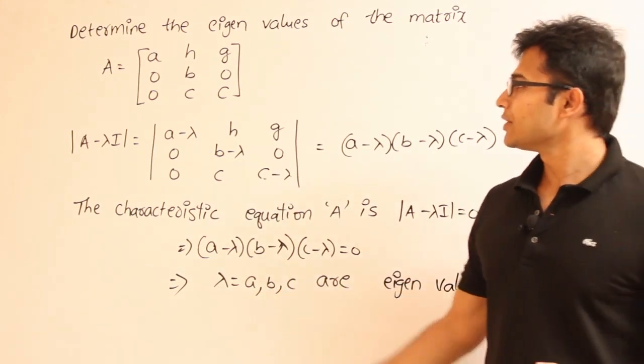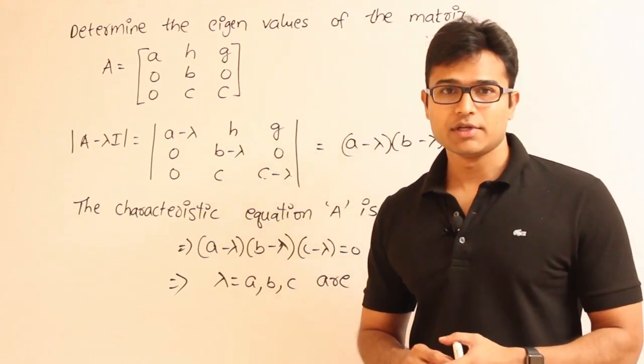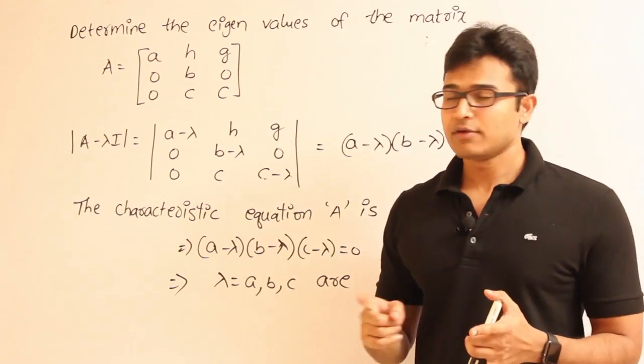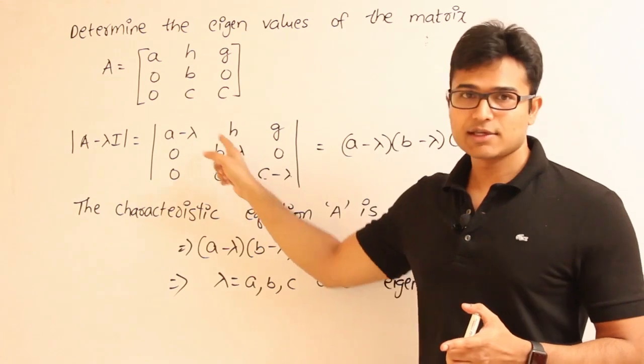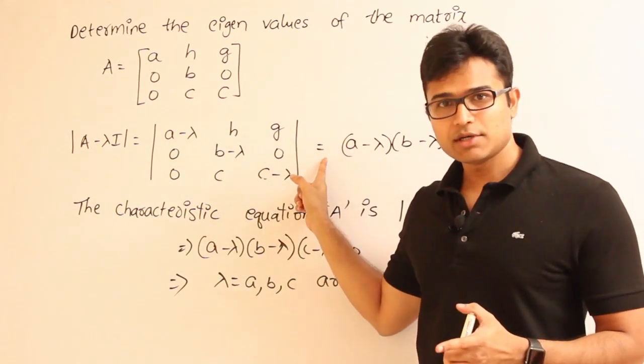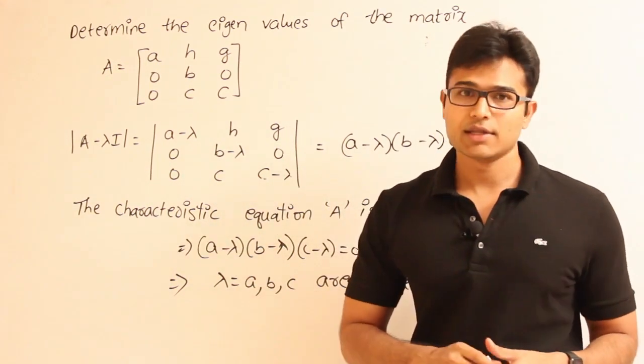So it is very simple. They are just asking you 3 by 3 matrices only. So whenever they give you any 3 by 3 matrix, just try to write them like this: A minus lambda I, find out the determinant and then equate it to 0. We are going to get the eigenvalues. Okay, fine.